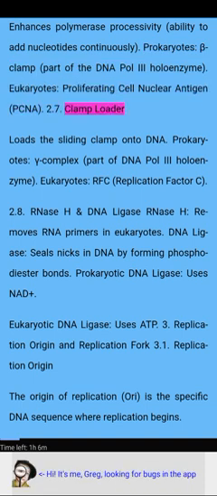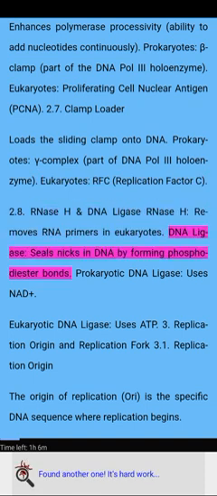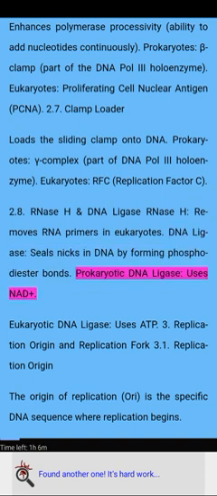2.7. Clamp loader. Loads the sliding clamp onto DNA. Prokaryotes: gamma complex, part of DNA pol III holoenzyme. Eukaryotes: RFC, replication factor C. 2.8. RNase H and DNA ligase. RNase H removes RNA primers in eukaryotes. DNA ligase seals nicks in DNA by forming phosphodiester bonds. Prokaryotic DNA ligase uses NAD+. Eukaryotic DNA ligase uses ATP.